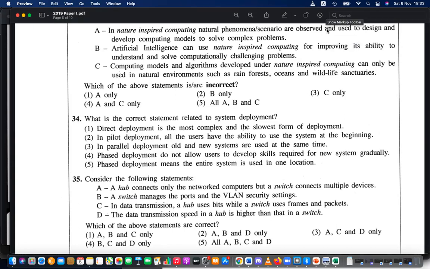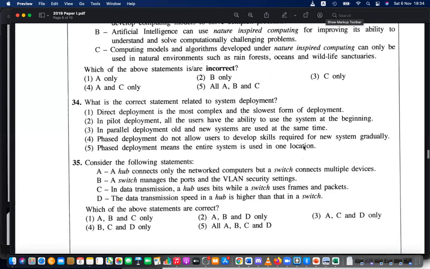It's answer 3. The 34 answer is 3 or 4. Parallel deployment allows old and new systems to be used at the same time. That is the answer, right? Parallel means both together. The old one is running and the new one is running. Both are used at the same time. That is parallel deployment. So it's 3.